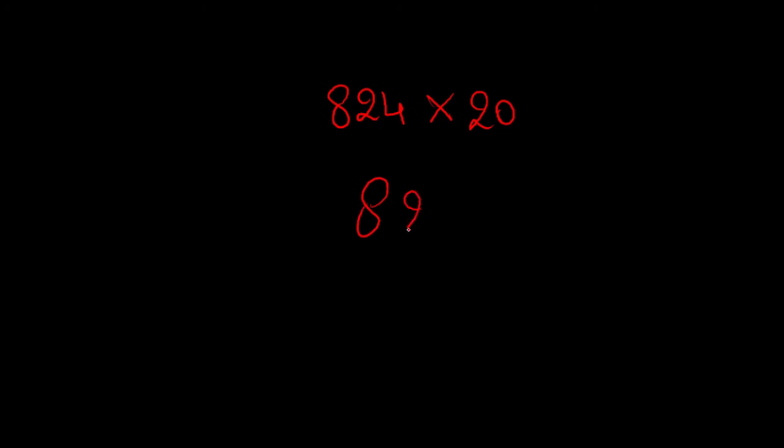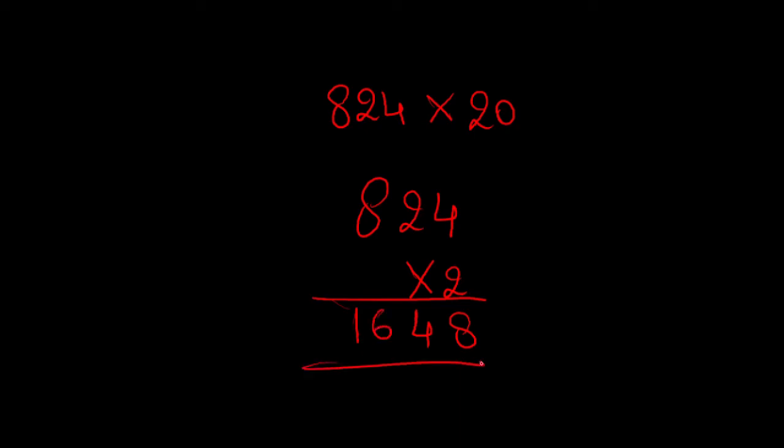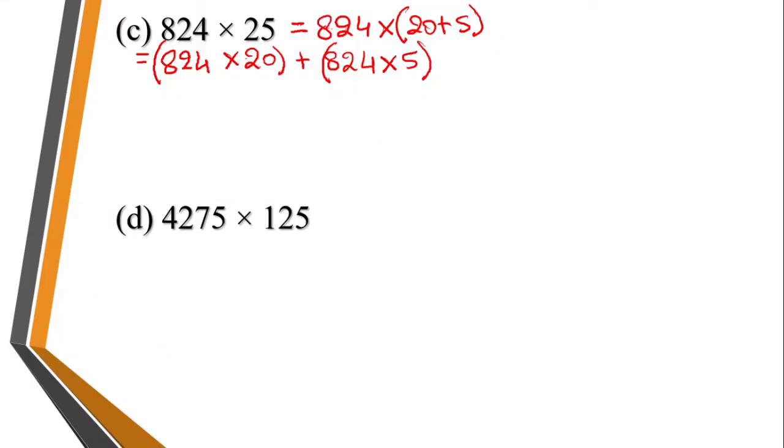Now here we can ignore the 0 and add it at last. So we will do 824 into 2. Now 2 4s are 8 and 2 2s are 4 and 2 8s are 16. Now we got our answer as 1648. Right. Now here we ignored 1 0. Now we will add it. Now we will get our answer as 16,480. Now this will be 16,480 plus we should multiply 824 by 5.